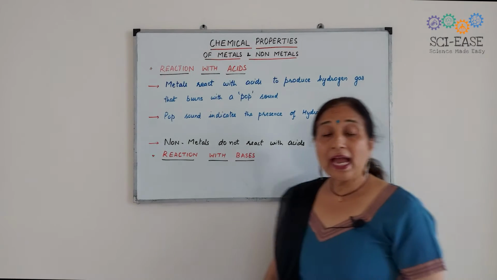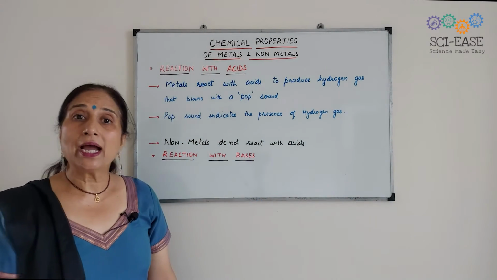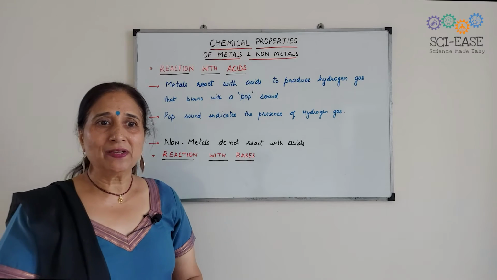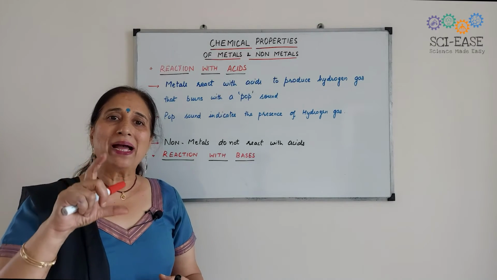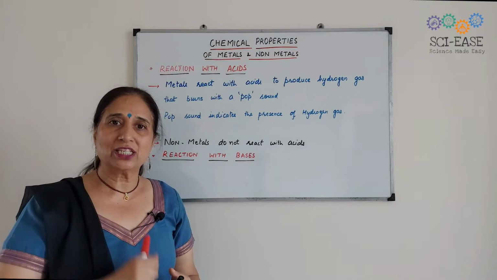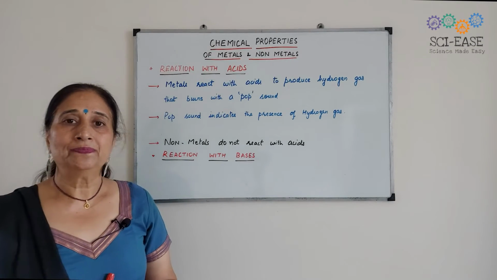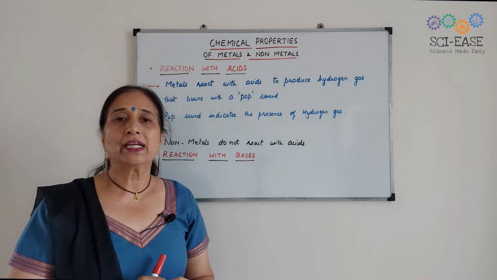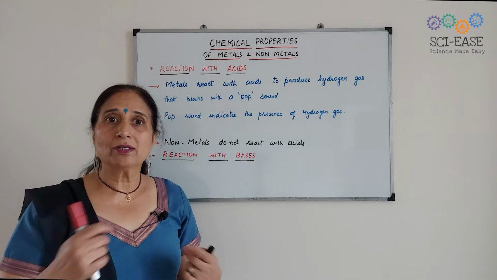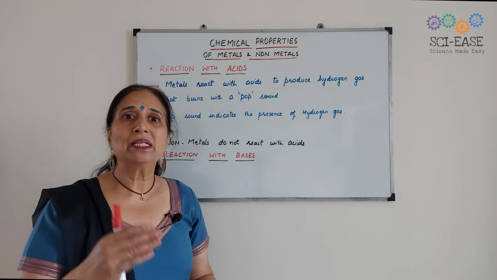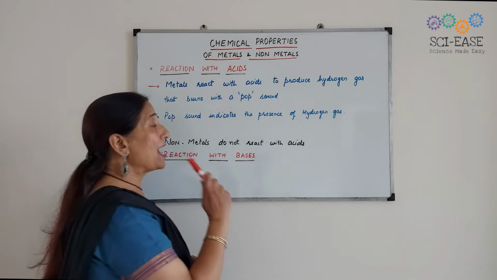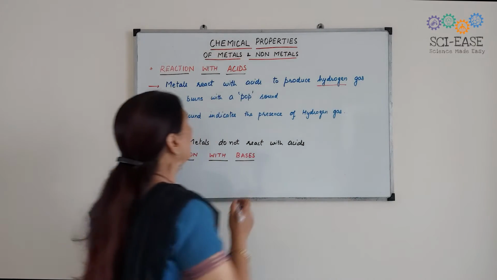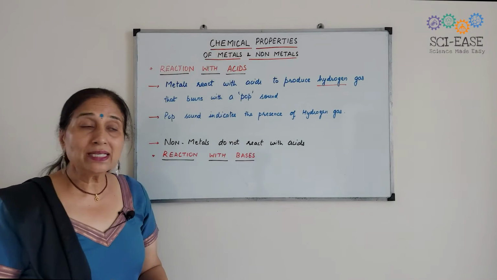Metals react with acid to produce hydrogen gas. For this, we will perform one activity. You take zinc metal, or you can say zinc granules, in a test tube. Zinc is a metal that you know. Now put dilute hydrochloric acid or dilute sulfuric acid to it. What will you observe? Some gas will start evolving. Which gas is that? That is hydrogen gas. Hydrogen gas will be evolved when metals react with dilute acids.